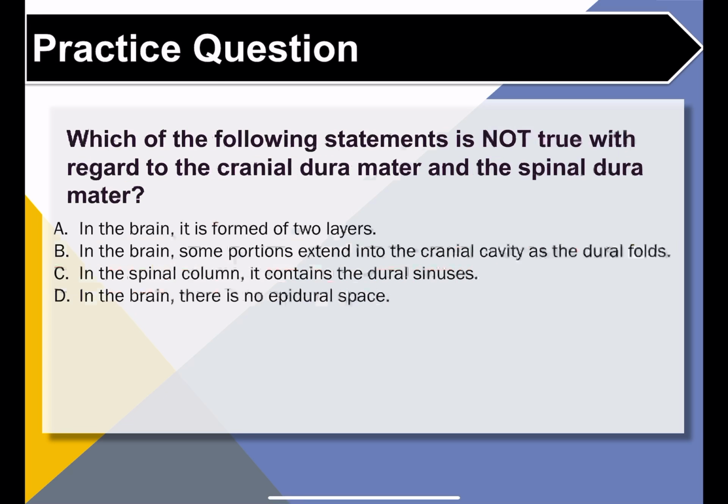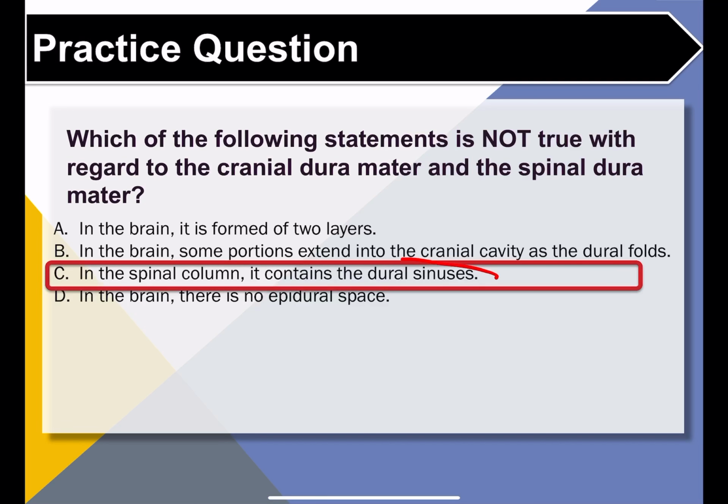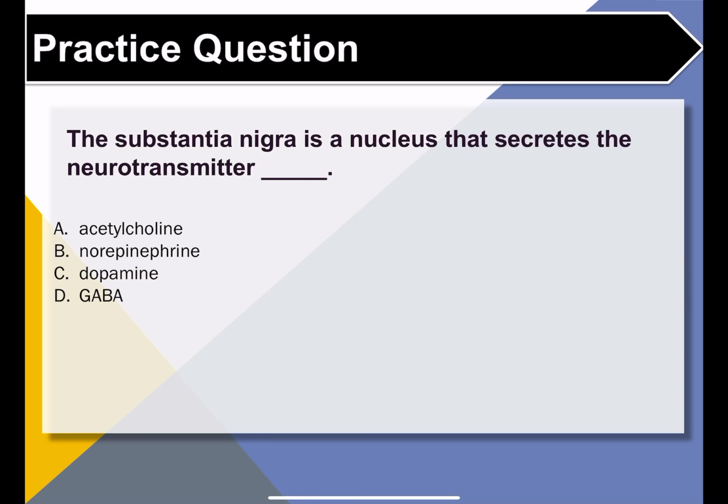Which of the following statements is not true with regard to the cranial dura mater and spinal dura mater? In the spinal column, it contains dural sinuses, and that is false. Okay, that is something we didn't talk about yet, but we'll talk about in chapter 13 when we get to the spinal cord. But in the brain, the dura mater is composed of 2 layers, and some part of it does go into the dura folds, those falx cerebelli and falx cerebri is what we talked about. Okay, and there's no epidural space in the brain.